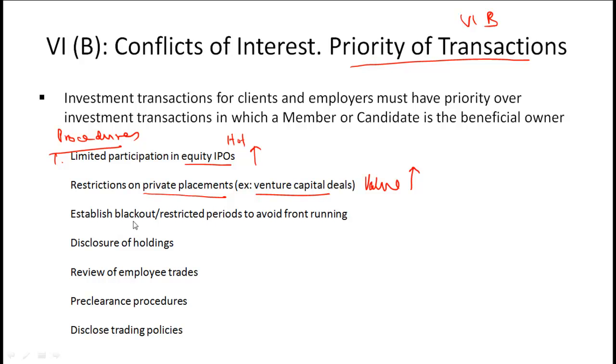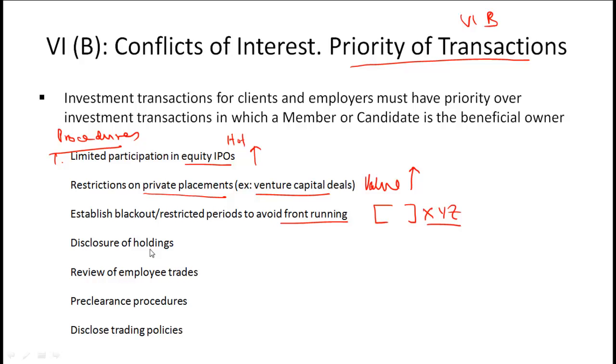Ideally, your firm should establish blackout or restricted periods to avoid front running. We talked about front running in the earlier slide. So the point would be, if your organization knows that a large transaction is going to go in for XYZ stock, then prior to that transaction there should be a blackout or restricted period where employees are not allowed to transact in these shares.